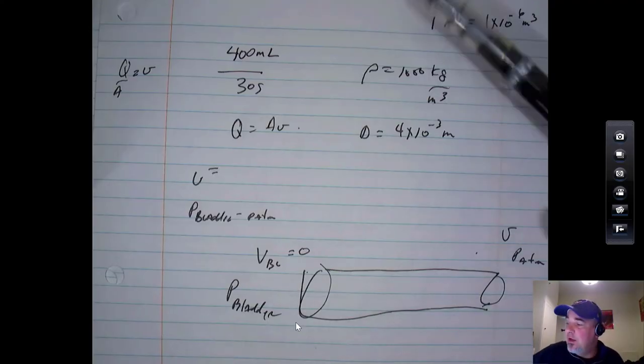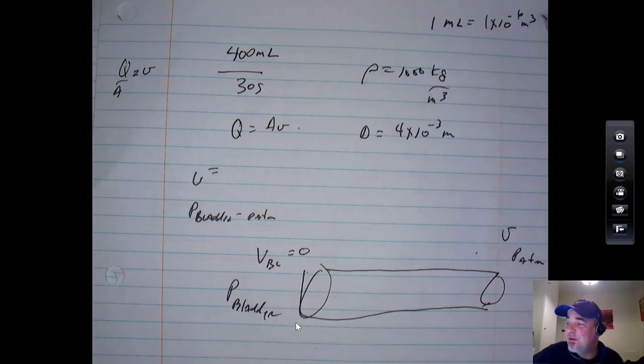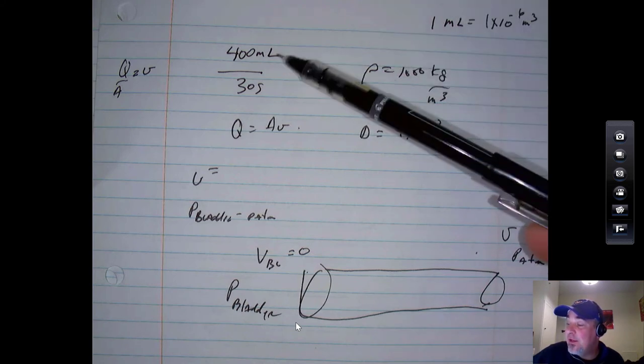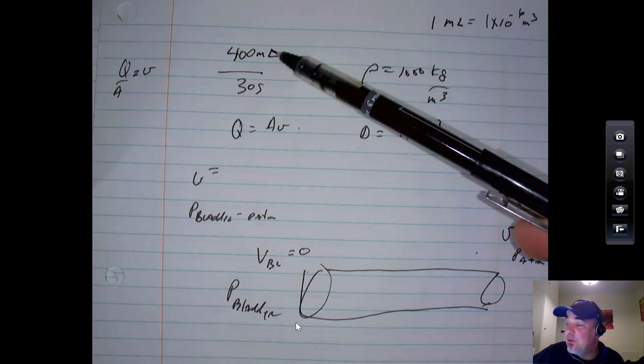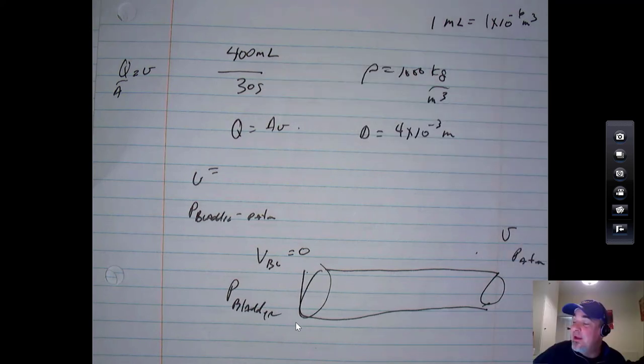Okay, so we've got 400 milliliters in 30 seconds. I looked up the conversion factor. 1 milliliter is 10 to the minus 6 cubic meters. So you could figure out the volume flow rate from this. Put that into cubic meters, 30 seconds. You can figure out the volume flow rate. And then you know the volume flow rate from what we were just talking about.